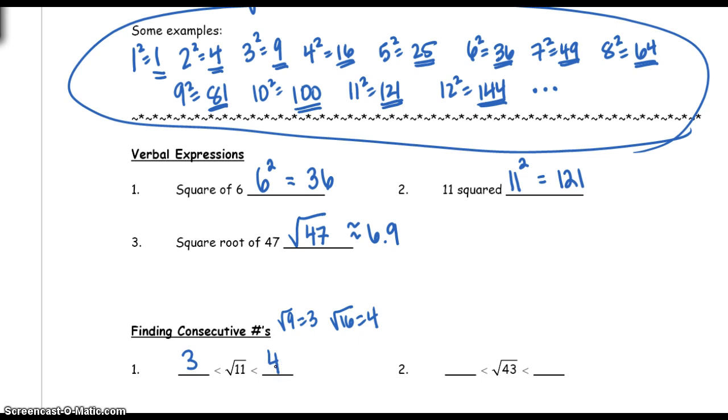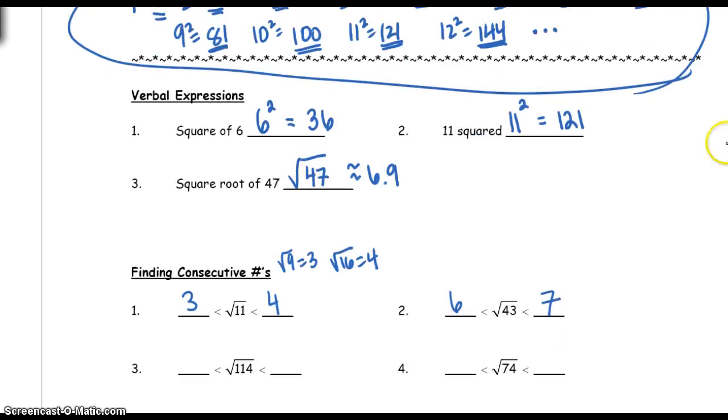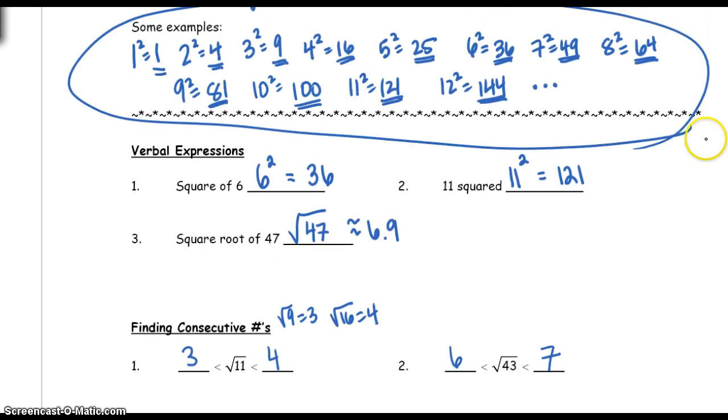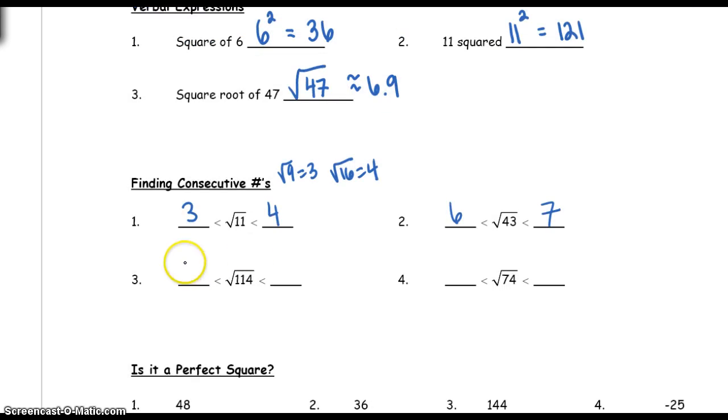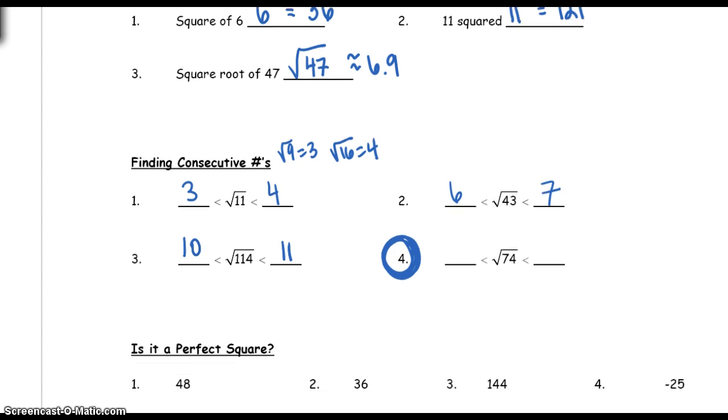So let's look at this guy over here. Square root of 43, what does it fall in between? 43 is in between 36 and 49. So the square root of 43 then would fall between 6 and 7. On number 3, the square root of 114. 114 falls between 100 and 121. So the square root of 114 would fall between 10 and 11. And what I'm going to have you do is try out number 4. So go ahead, do number 4, have that ready to go and completed for class.